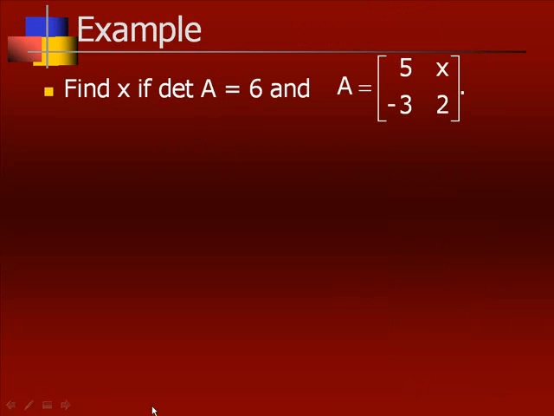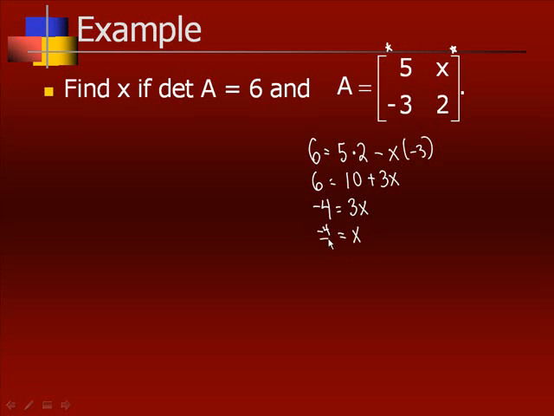Now this one's a little different. It says find x if the determinant of A is 6, and you have a 2 by 2 matrix with one of the values listed as x. Same thing. The determinant is 6, then you use the definition. 5 times 2 minus x times -3, which means 6 is equal to 10 plus 3x. Subtract 10 from both sides, and we get -4 equals 3x. Divide by 3, and we get x equals -4/3.